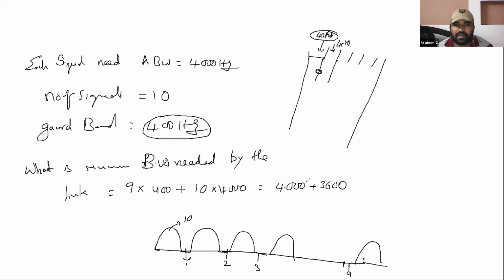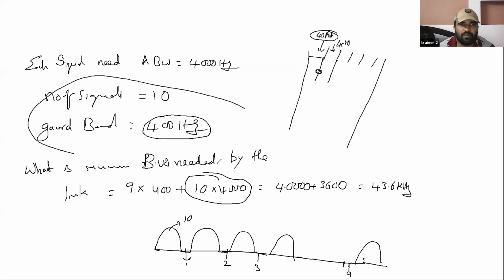Okay, correct, right. 40,000 plus 3,600. That means 43.6 kilohertz. The answer is. Okay, so some of you only gave this answer, 10 into 4000. Then what is the need of actually having guard bands? So they clearly mentioned that we have a guard band between each and every signal.